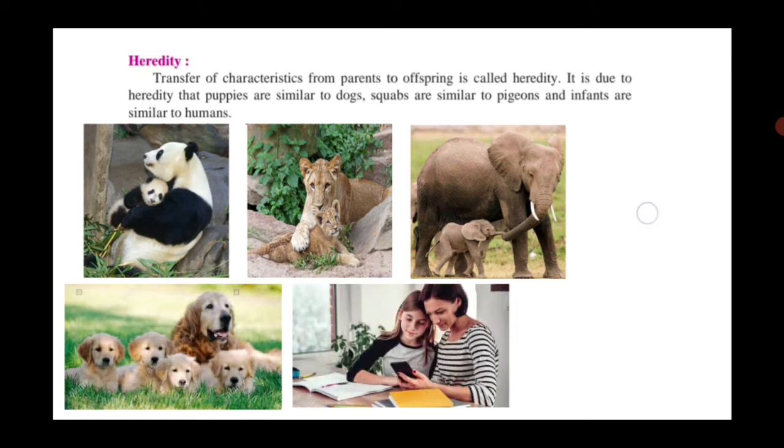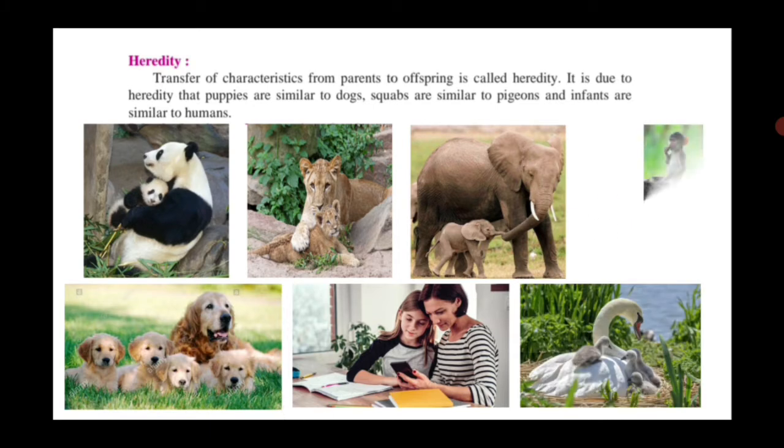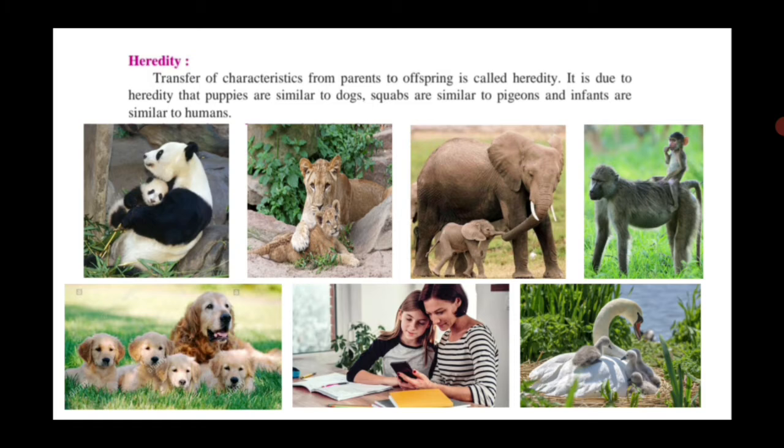Then we see kids are similar to their parents, ducklings are similar to ducks, infants of monkeys are similar to monkeys. So here we see all these young ones show similar characteristics with their parents. Although there are many similarities between parents and their offspring, there are some differences too, and those differences and similarities are all the effects of heredity. So we will see what this heredity is and where it comes from.